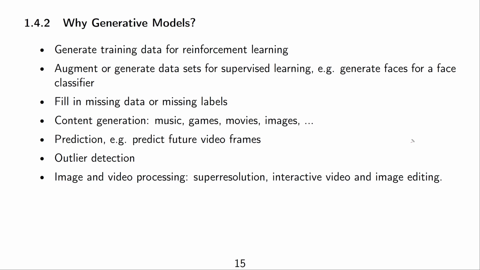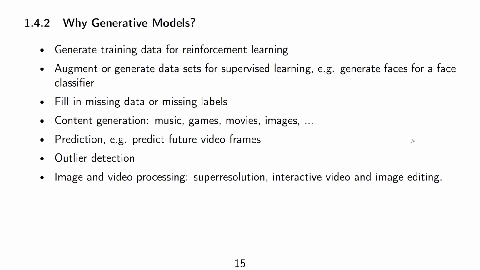GANs could be used to generate music. They already have been successfully employed to do that. And maybe GANs could also be used to generate games. So any type of content generation. GANs can be used for prediction. For example, predict future video frames given past video frames.